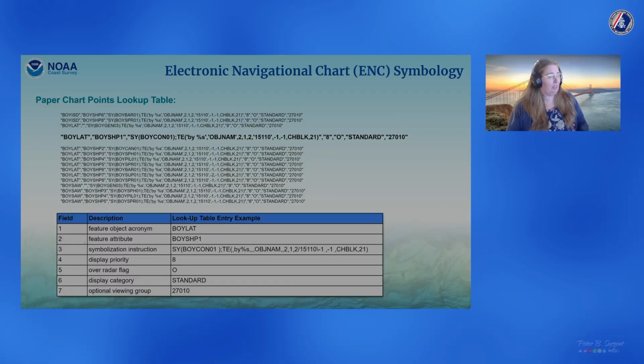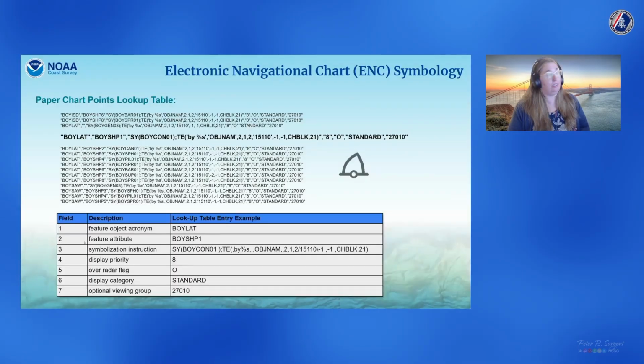And just as an example here, we have a lateral buoy that I bolded out here. This is the symbol instruction. You can see there's a table on the bottom. I won't cover everything, but what is important is that to draw the symbol, the computer needs to know that the feature is a lateral buoy, so it's BUOYLAT, and it has a buoy shape of 1, which is, in this particular case, a conical buoy.